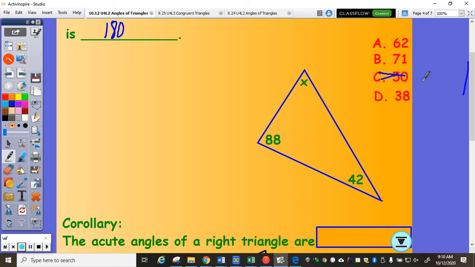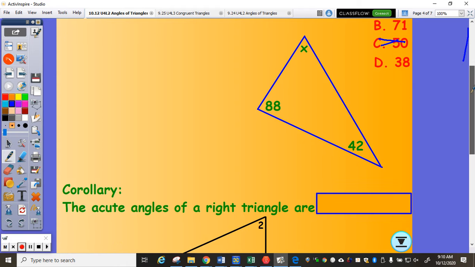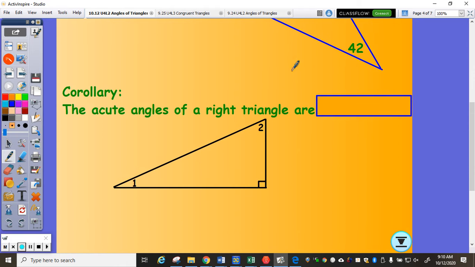So therefore, there's a corollary. Okay, corollary means it's basically a supplement to what it is that we just talked about. All right. So if I have a right triangle here, the other two angles are going to be acute. What does it mean if this angle is 90? What do these two angles added up together have to be? And when you have two angles that add up together to equal 90, what do we call those angles? Complementary.